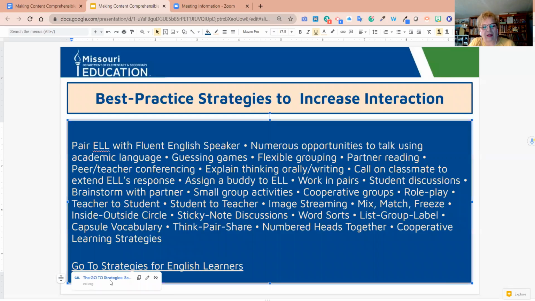If you haven't heard of them, they tell what each one of these are and which proficiency levels they're best for and how to do them. They give a little information on each one, what the teacher does, what the student does, and how that helps the student at different proficiency levels. So each of these are specific to interaction, but they're all within this tool, the go-to strategies.